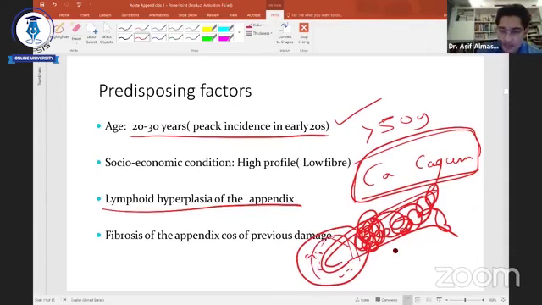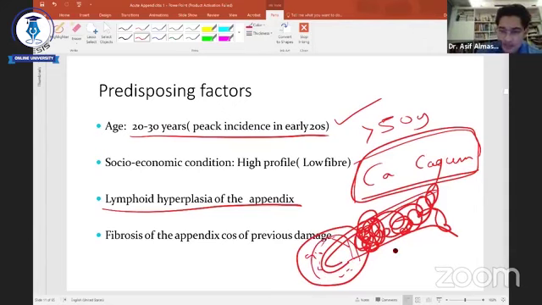This is called a referred pain. Remember this. This also is a shifting pain, but not a radiating pain. Why is this a referred pain? I will discuss this. This is a shifting pain.